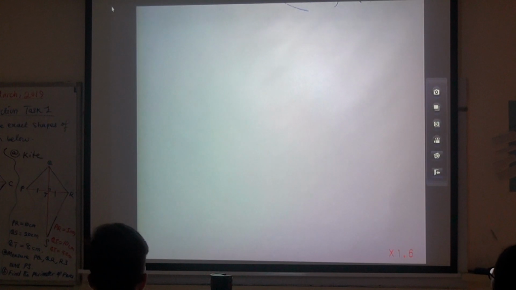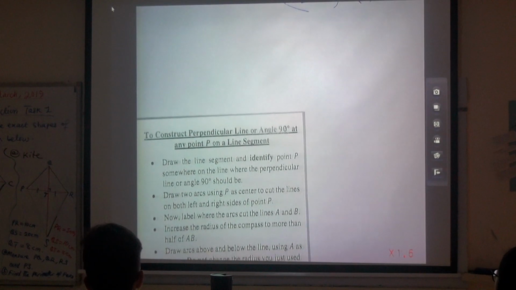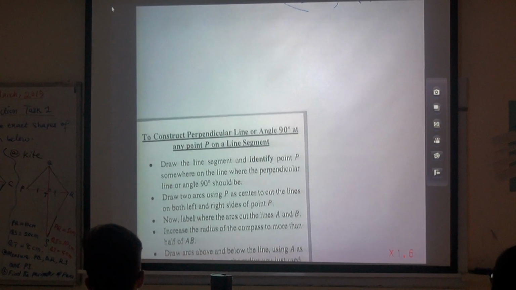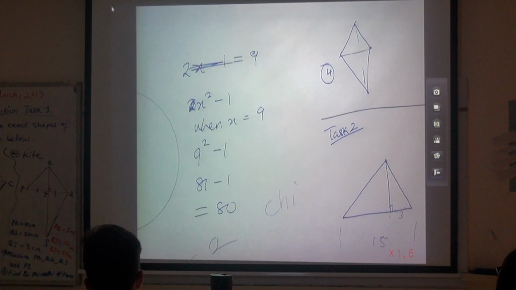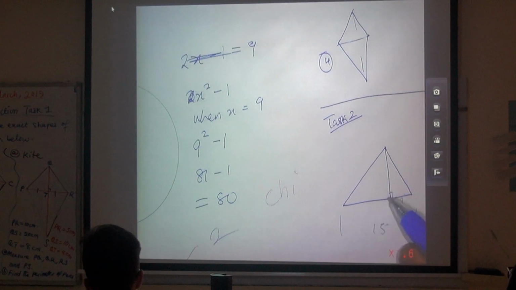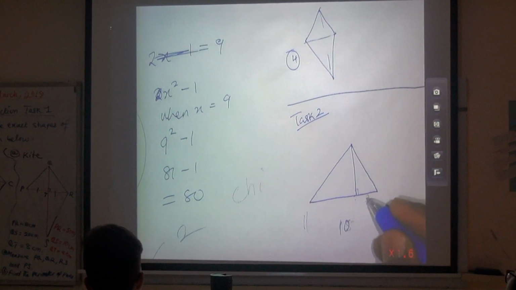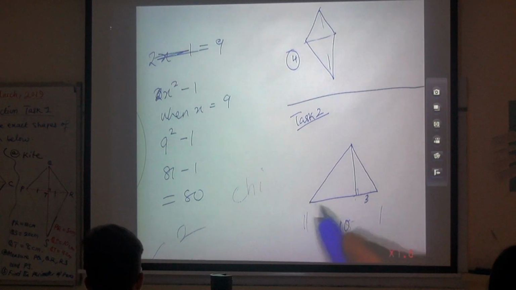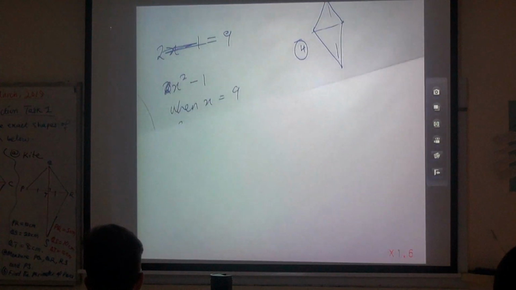Alright, so the first instruction says we draw the line segment and identify the point P. Of course, when I give you a shape like this one, you will know where your point P is. If I draw 15 now, my point P is 12 centimeters from here, right? Do you agree with me? Please, I need your acknowledgement so I know if everybody gets what I'm saying. So if this line, for example, is 10, and the diagram says this is 3, then if I draw AB, I know my point P is how many centimeters from A? 7. So that's what I mean by identify the point P.